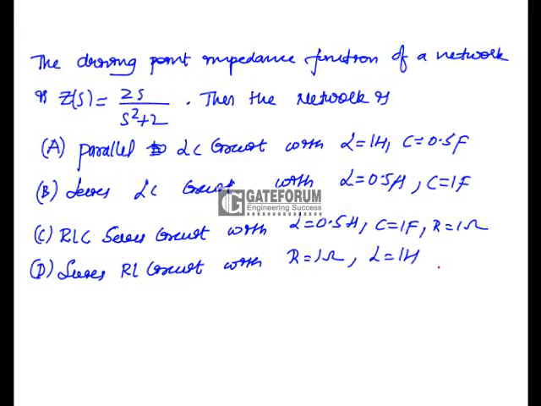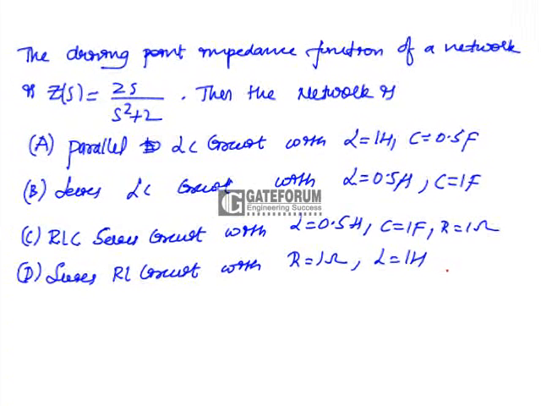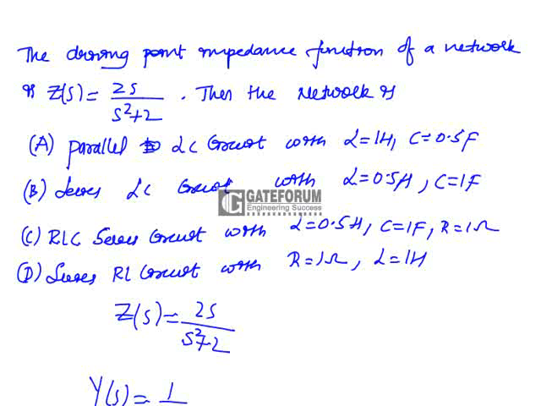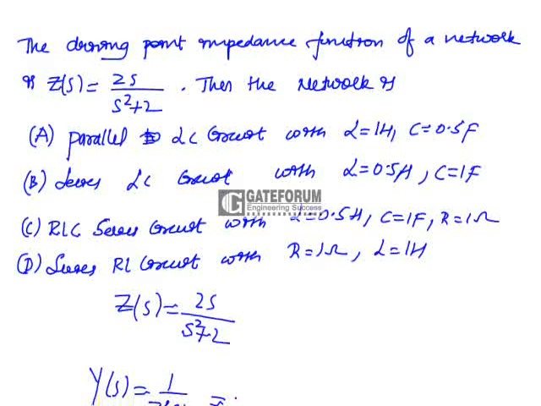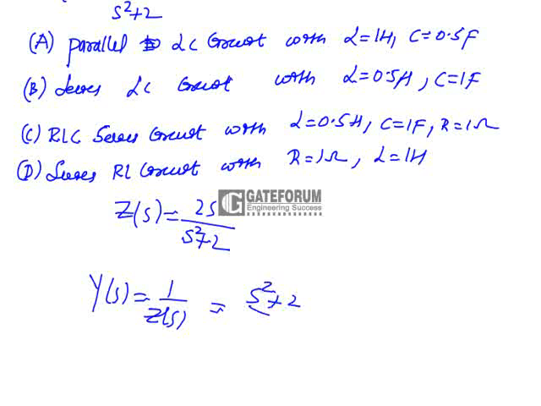The driving point impedance function of a network is Z of S equal to 2S by S square plus 2. Then the network is... Now what is Y of S? Y of S is 1 by Z of S. So this is equal to, I can write this as S square plus 2 by 2S. So this is S square by 2S, which is S by 2, plus S square plus 2 by 2S, so this is 1 by S. Since we have an admittance here, this is S by 2 and this has a 1 by S term.